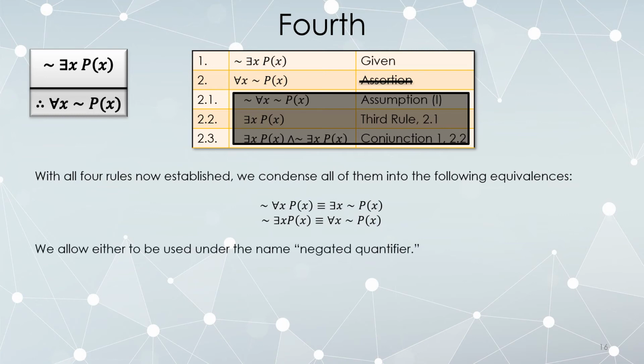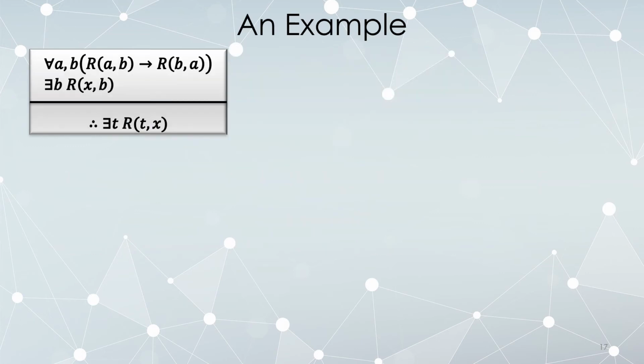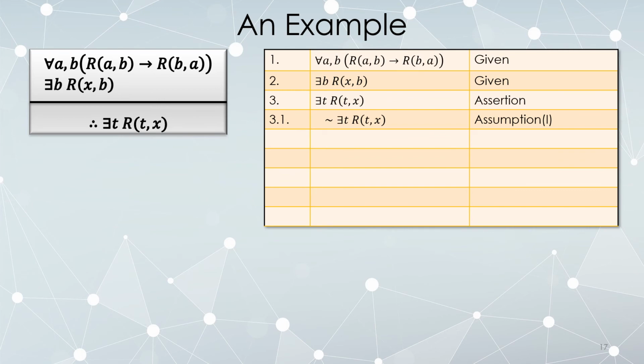Okay, any of these equivalences can now be used in a 2-column proof under the name negating a quantifier or a negated quantifier. Jumping right into it, we're going to generate 2-column proofs. So here we go. Okay, we go ahead and make our givens. Then we're going to assert our desired conclusion. It's not a conditional statement, so assume its negation.